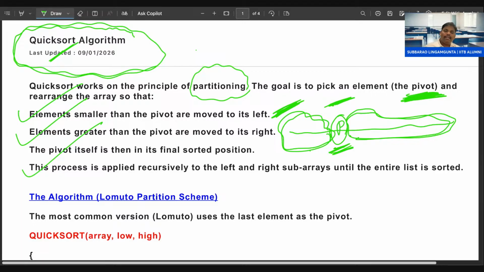That means on the left-hand side of the pivot element, everything smaller than the pivot will be there. On the right-hand side, everything greater than the pivot will be there. So the pivot will be in the middle. That means only the pivot is sorted; the others are not sorted. This process is applied again on the left part and again on the right part, and continues until the total array is sorted. That is a rough idea. I think some people got that clarity.